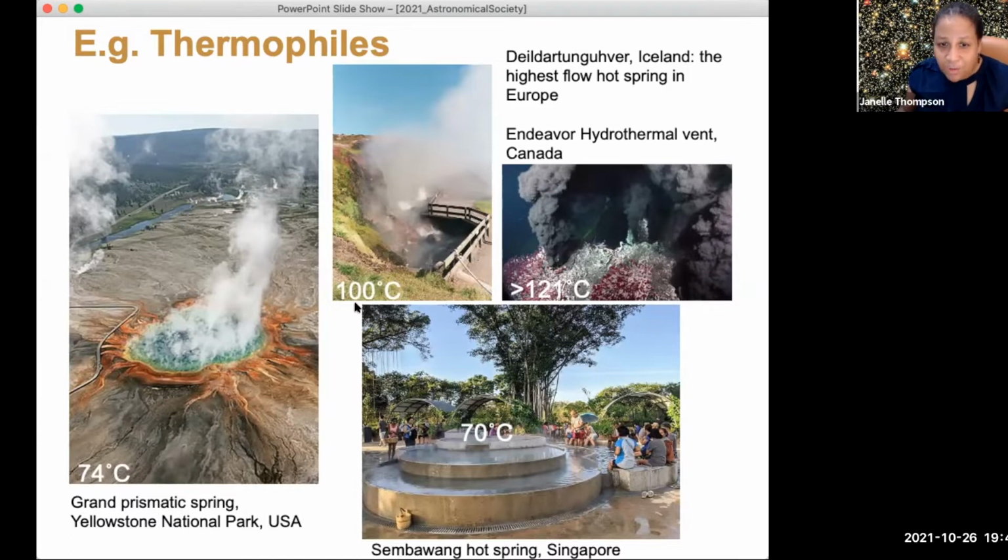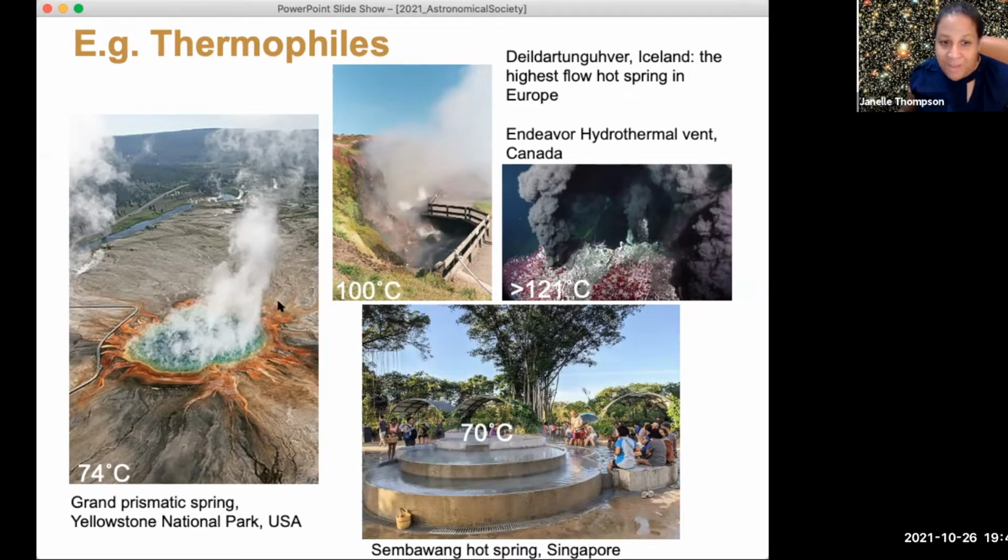This is a hot spring that's at 100 C. Yes, there's microbes there. You go to the deep sea, you even have water that's superheated because it can be higher than the boiling point because it's so deep, it's under pressure. So microbes that can live at over 121 degrees C. And this is a beautiful picture.